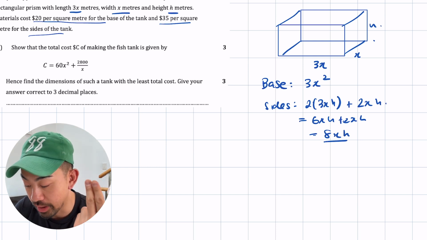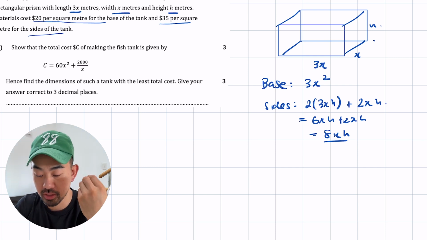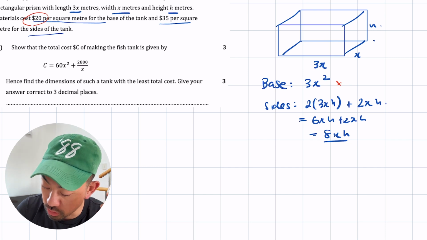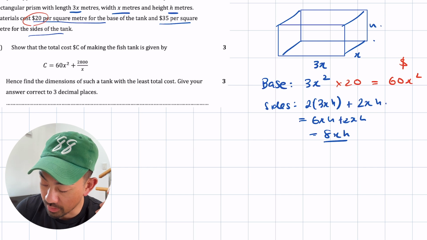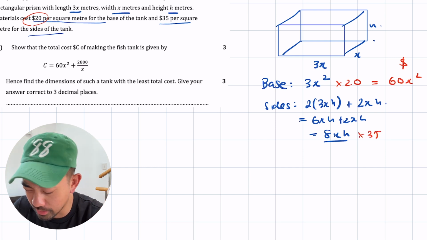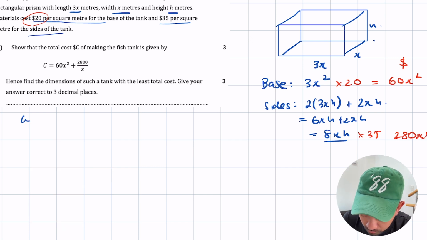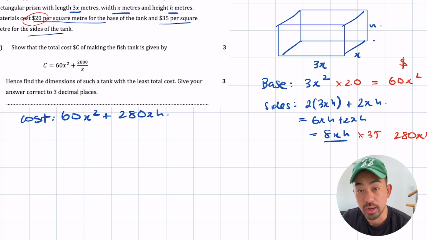So therefore the total area will actually, hold on, before we actually figure out the total area, we've got to incorporate the cost. So it's $20 per square meter for the base, so I should times this by 20. That gives me 60x squared for the cost here. And then likewise times this by 35 should be 280xh. Okay, so therefore my total cost is going to be 60x squared plus 280xh.